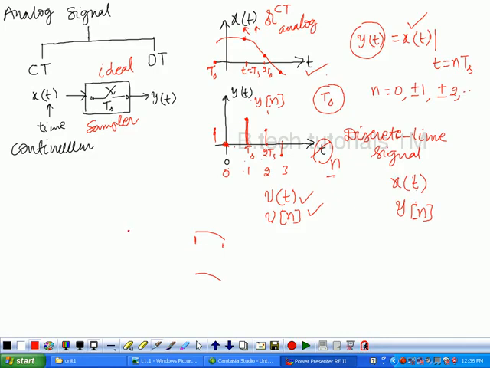So now you know the meaning of signal and why we consider the signals. What is the reason to consider the signal? Because signals carry information. That's why we consider the signal. Now we see the meaning of signal processing. What is signal processing?